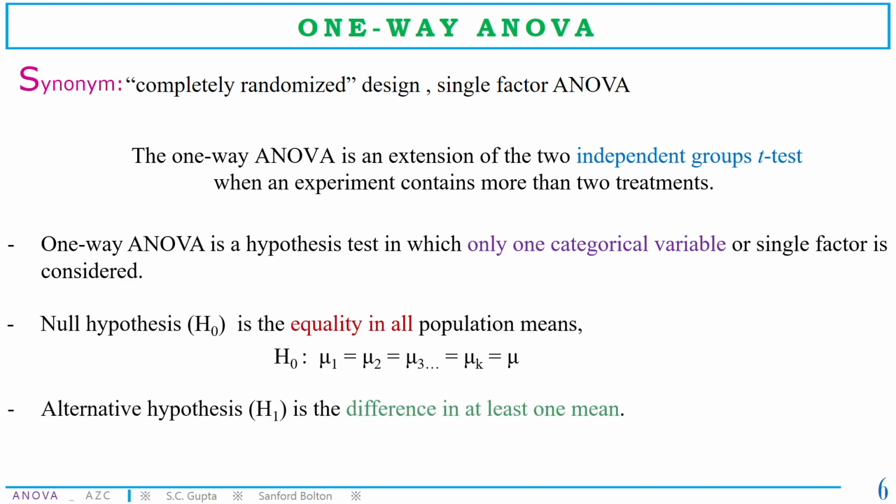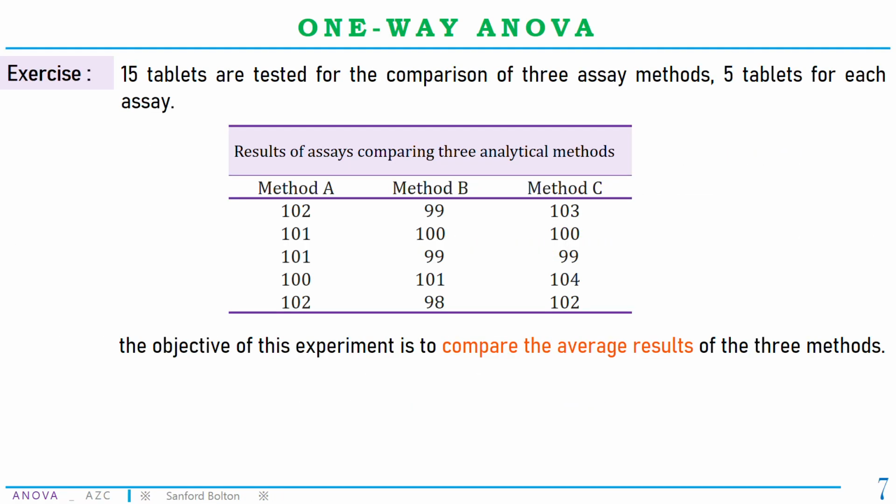Null hypothesis is the equality in all population means: H0 is mu1 equal to mu2 equal to mu3, and so on. Alternative hypothesis is the difference in at least one mean. Exercise: 15 tablets are tested for the comparison of 3 assay methods, 5 tablets for each assay. Results of assays comparing 3 analytical methods, method A, B, and method C, are given in this table, with 5 observations. The objective of this experiment is to compare the average results of the 3 methods.